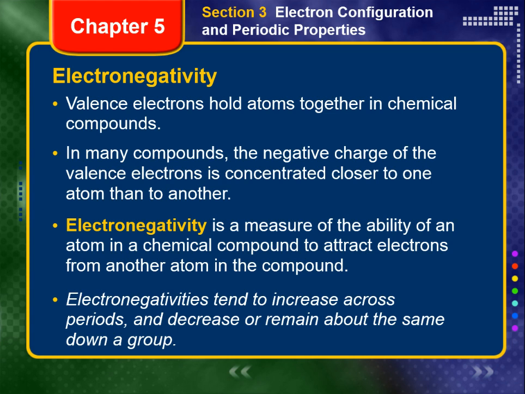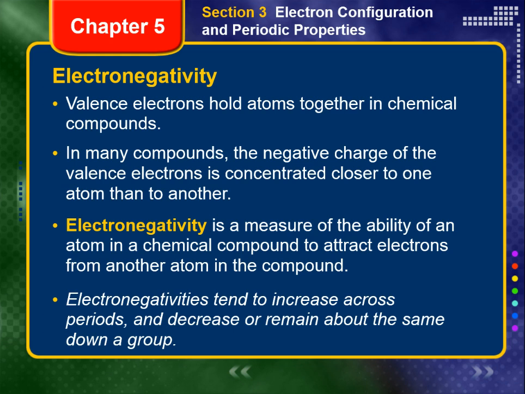Electronegativity. Valence electrons hold atoms together in chemical compounds. In many compounds, the negative charge of the valence electrons is concentrated closer to one atom than to another. This uneven concentration of charge has a significant effect on the chemical properties of a compound. It is therefore useful to have a measure of how strongly one atom attracts the electrons of another atom within a compound. Linus Pauling, one of America's most famous chemists, devised a scale of numerical values reflecting the tendency of an atom to attract electrons.